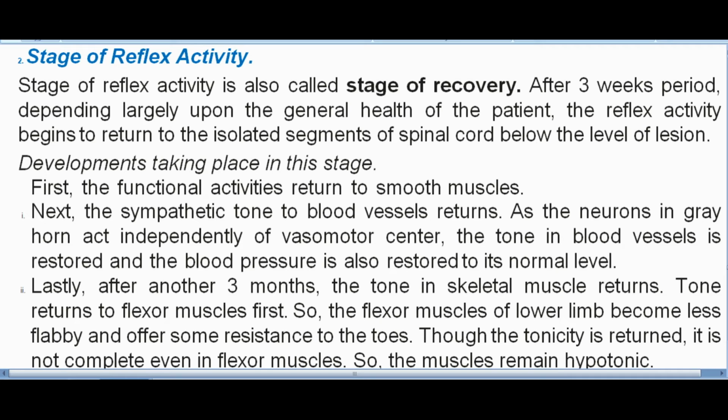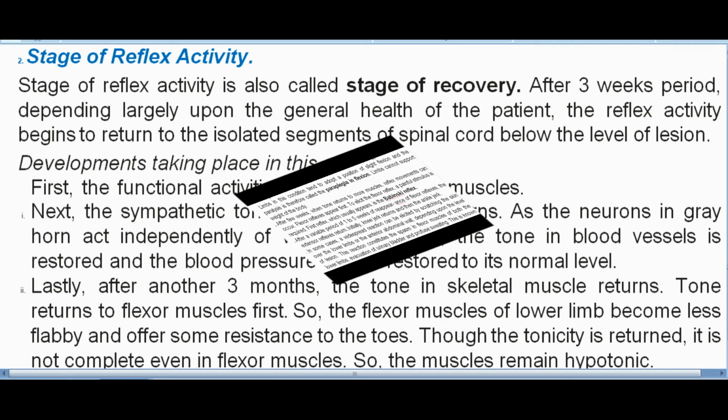Lastly, after another 3 months, the tone in skeletal muscle returns. Tone returns to flexor muscles first. So, the flexor muscles of lower limb become less flabby and offer some resistance to the toes. Though the tonicity is returned, it is not complete even in flexor muscles. So, the muscles remain hypotonic.